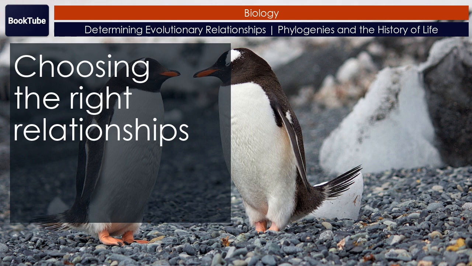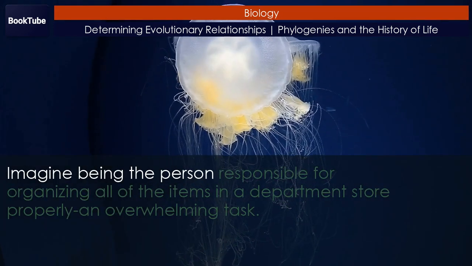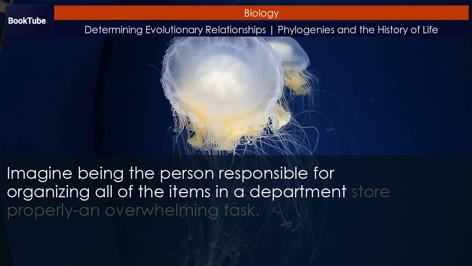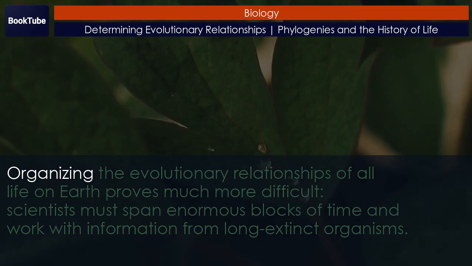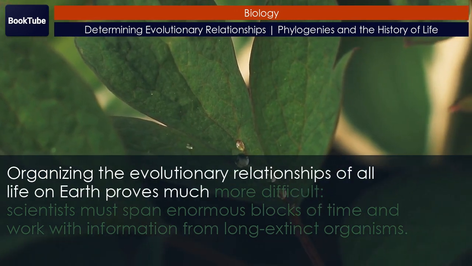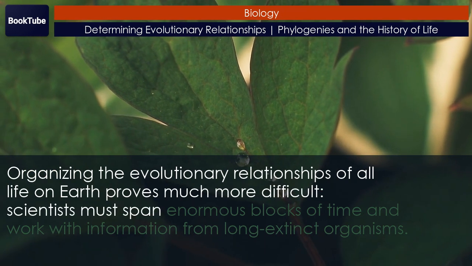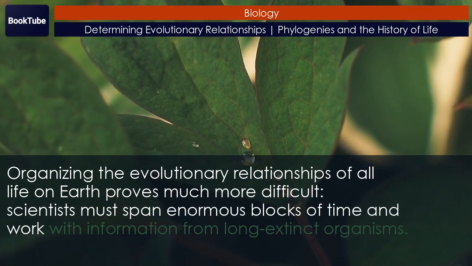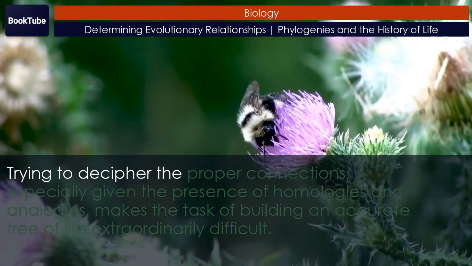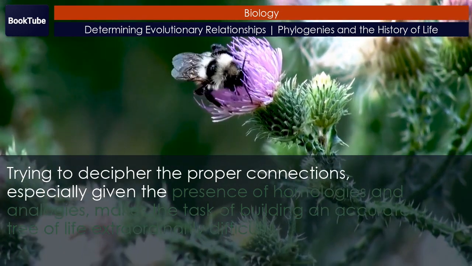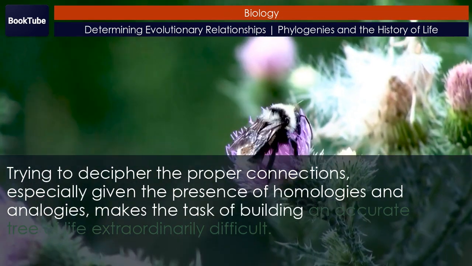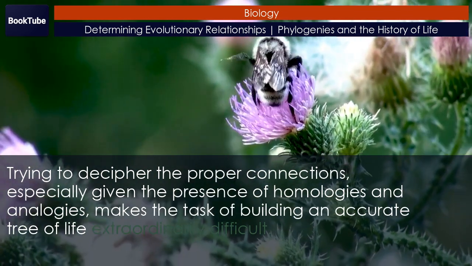Choosing the right relationships. Imagine being the person responsible for organizing all of the items in a department store. Probably an overwhelming task. Organizing the evolutionary relationships of all life on Earth proves much more difficult. Scientists must span enormous blocks of time and work with information from long-extinct organisms, trying to decipher the proper connections. Especially given the presence of homologies and analogies, this makes the task of building an accurate tree of life extraordinarily difficult.